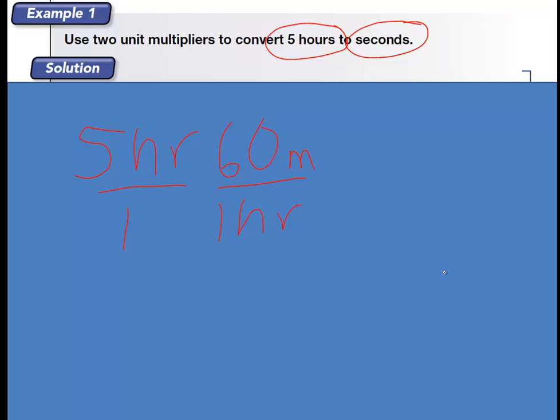But is 60 minutes what we're after? Is minutes the multiplier we're after? It's not. We're trying to get to seconds, but we can cancel out our hours, can't we? So now we've got to deal with our minutes here. We need our minutes down here on the bottom. And in 1 minute, there's how many seconds? There's 60 seconds. So now our minutes are canceled out.